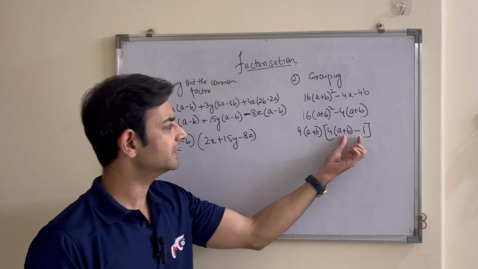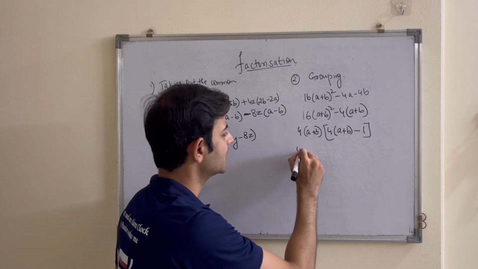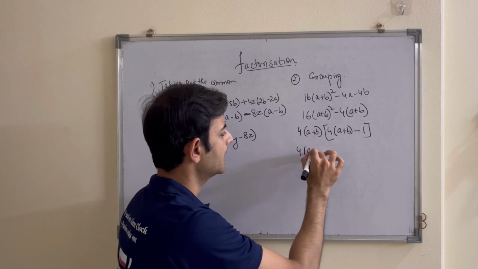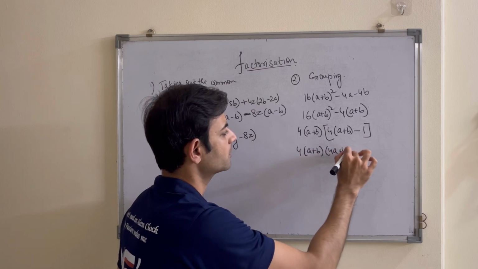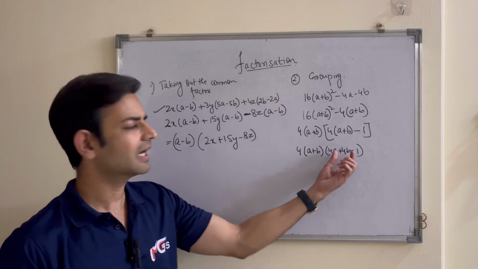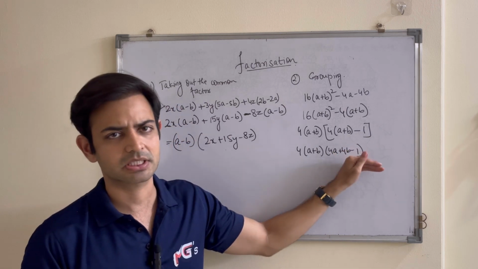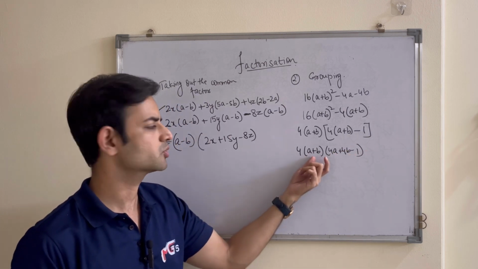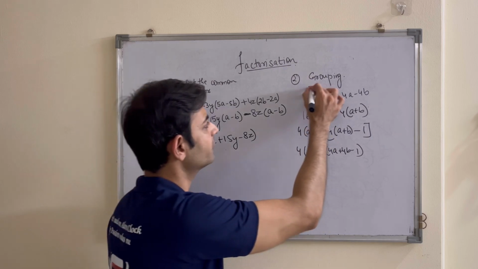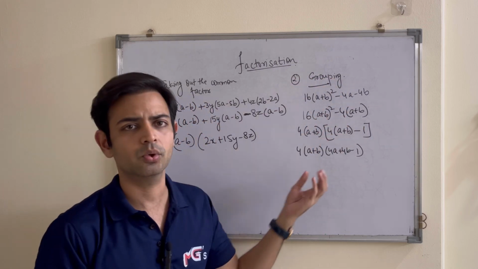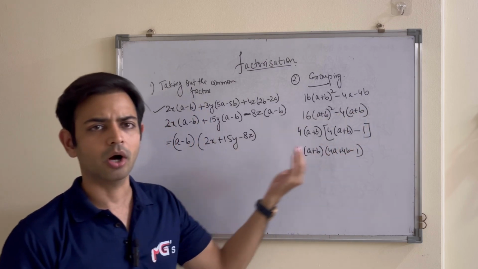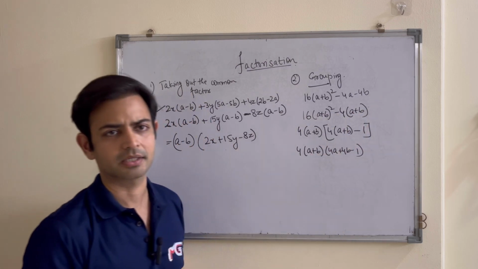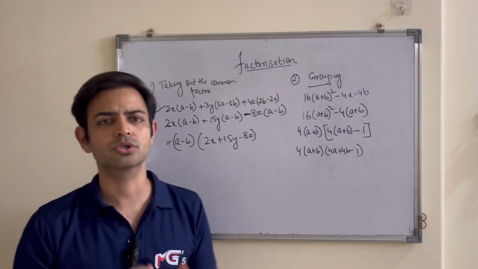So I'll just open this part. I have my answer as 4 into (a plus b) into (4a plus 4b minus 1). We can't solve it further, so we'll keep it just like that. This is the method of grouping, where we group the terms, take common factors, and keep the rest of the things in the other bracket. So these are two ways in which you can do factorization.